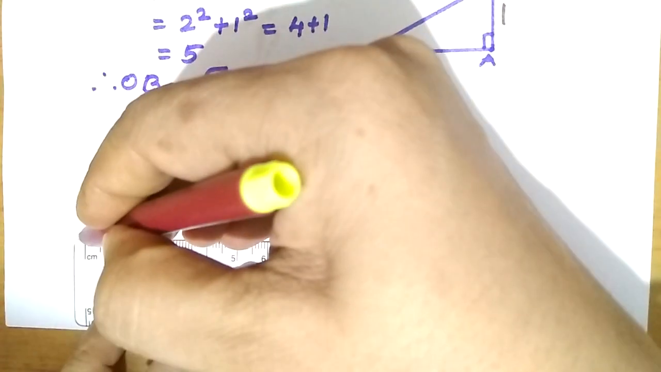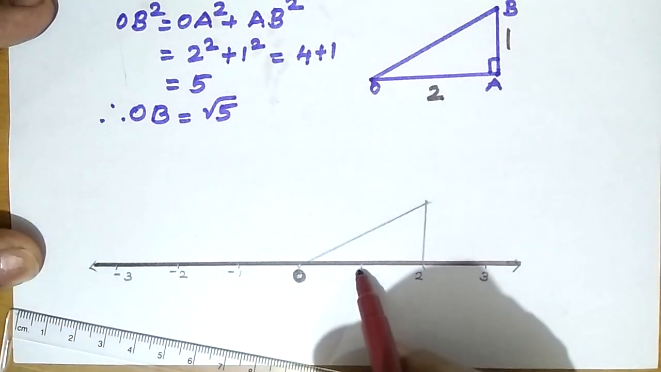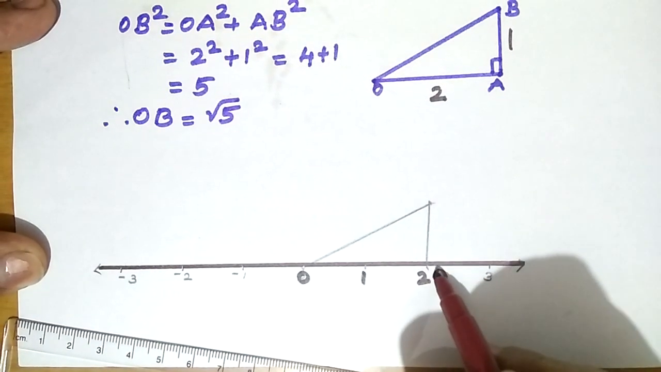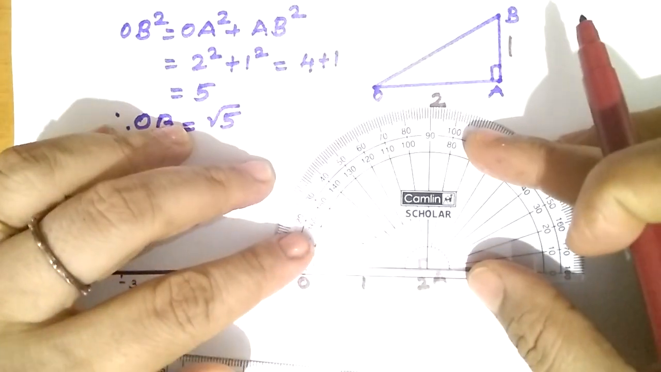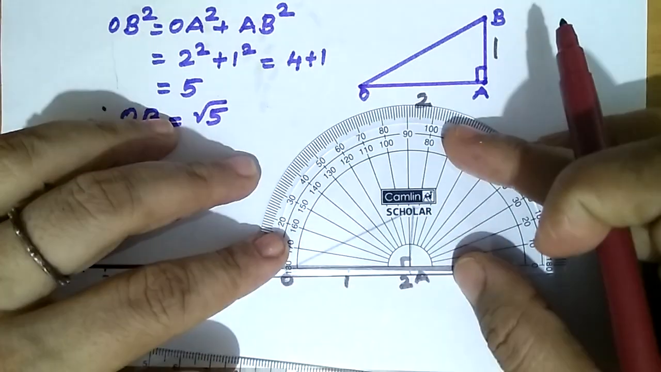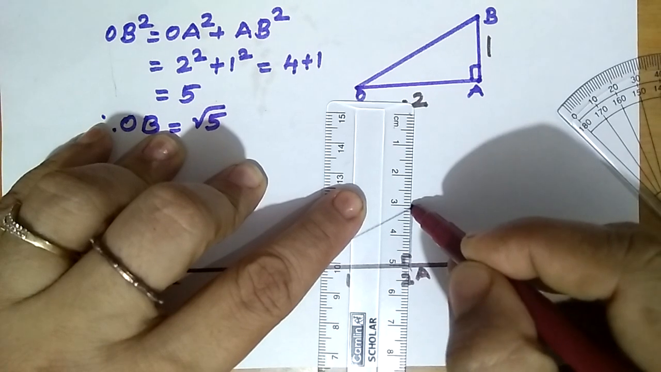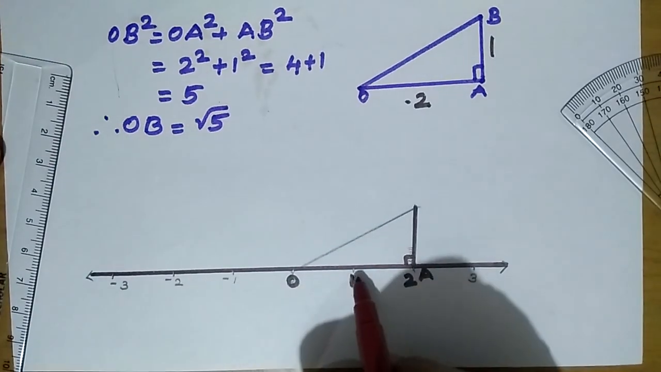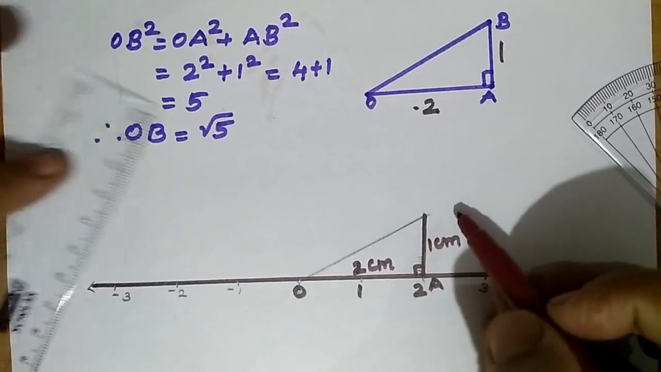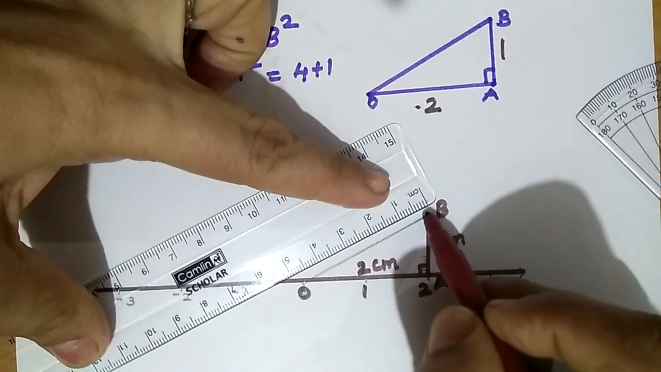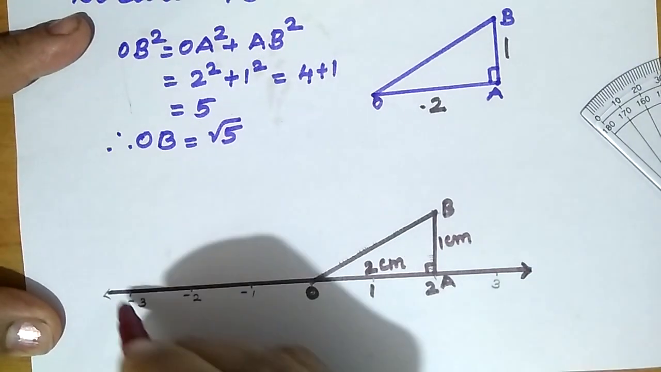So I'll draw a number line again. Zero, 1, 2. This will be our A now. Now the perpendicular. For the perpendicular, I already marked a 90 degree angle here. So here along with the protractor we have to use that. Along that line we should take 1 centimeter. So the base equals 2 centimeters and here 1 centimeter, B. Again join OB.